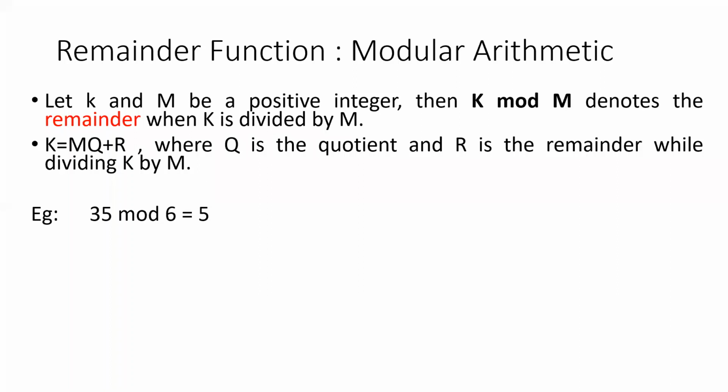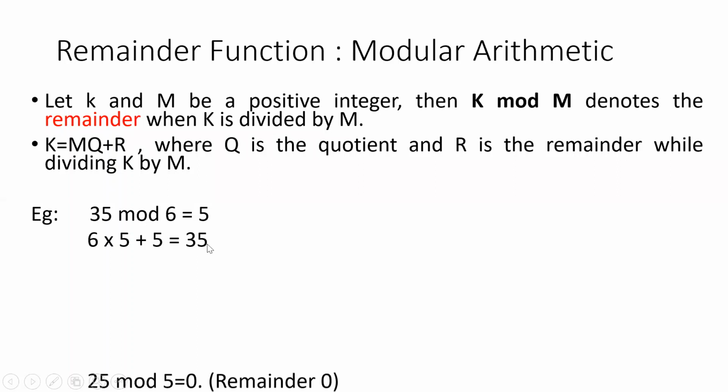So here one more example I have given is 35 mod 6. Again, what you have to do is divide 35 by 6 and you will be getting the remainder as 5. In order to check whether the remainder is correct, you have to multiply the mod number. Which is the mod number here? Mod is 6, right? 6 into 5, 5 is the quotient, plus the remainder. So you'll be getting back 35.